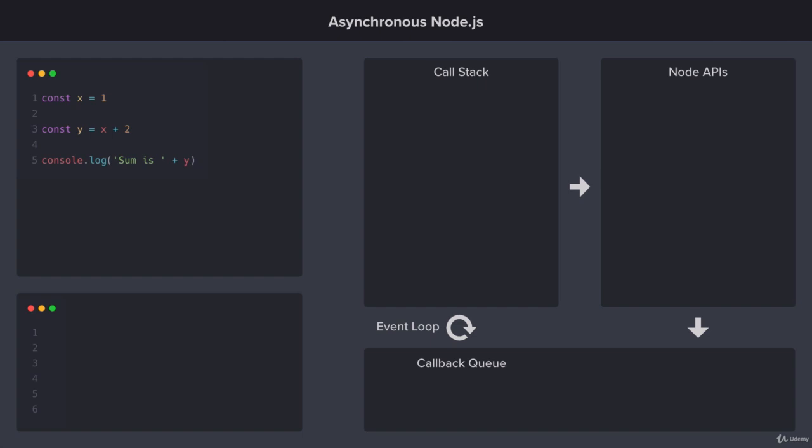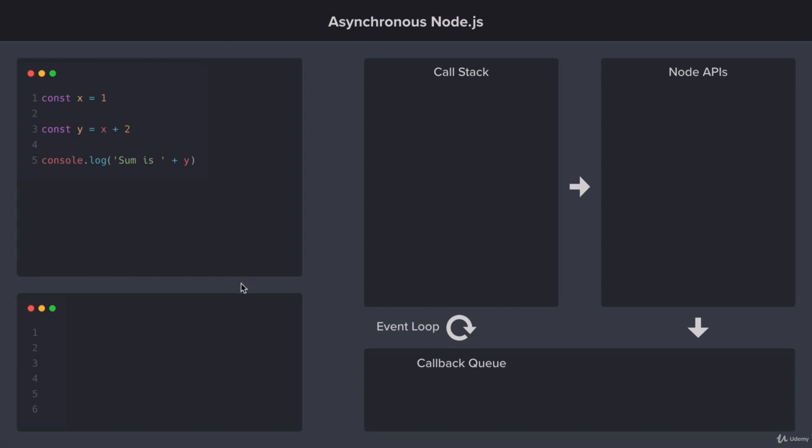Right here, we have our first of 3 examples. Now, even for a simple synchronous example like this one, there is still quite a bit going on. So let's take a quick moment to break down what we're seeing here. At the top left, we have the Node file that's executing. So this is our very simple script. We create a couple of variables and we print a message to the screen.